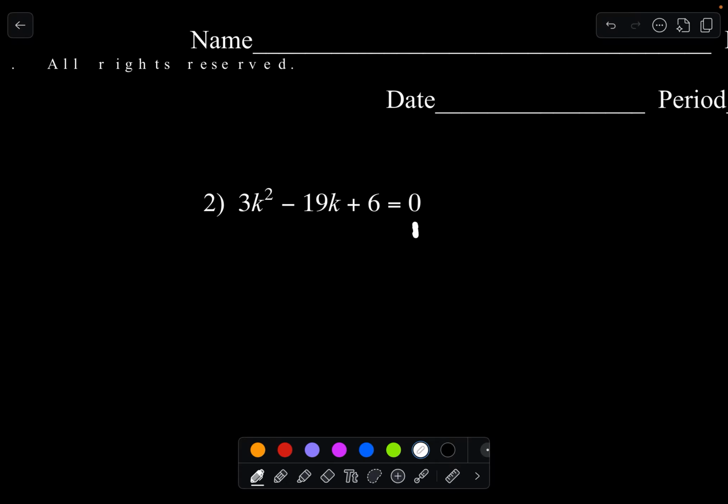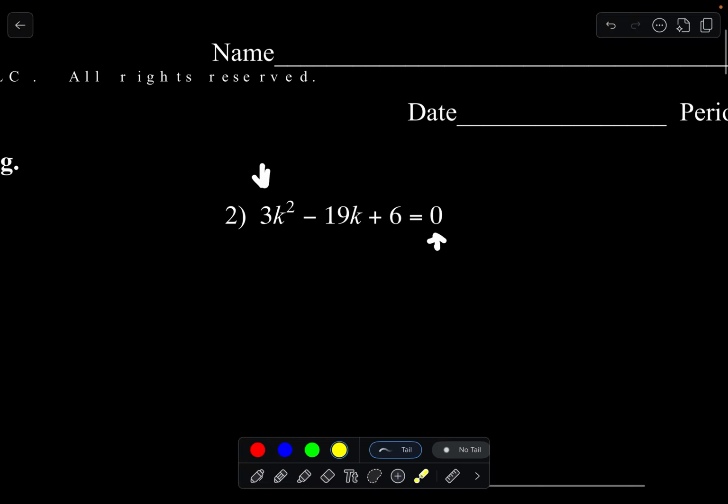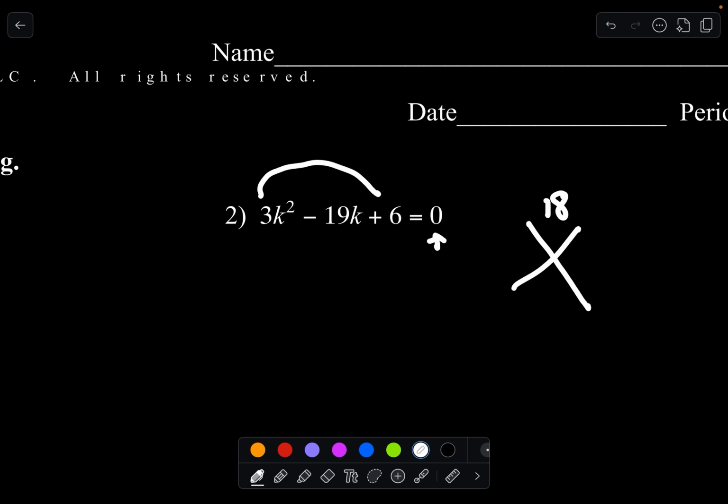On number 2, it's already equal to 0, so we don't have to rearrange it. We're going to go through the factoring process. First thing, when there's a number other than 1 in front of the squared term, you always try to GCF. Can 3 go into 19 and 6? Well, it goes into 6, but it does not go into negative 19. So we can't GCF. Then the next thing is we look for product and sum. What two numbers multiply to 3 times 6, which is 18, and add up to negative 19? It's negative 18 and negative 1.